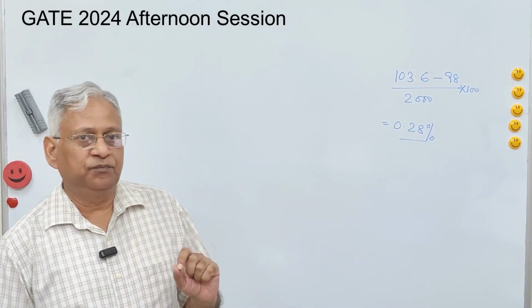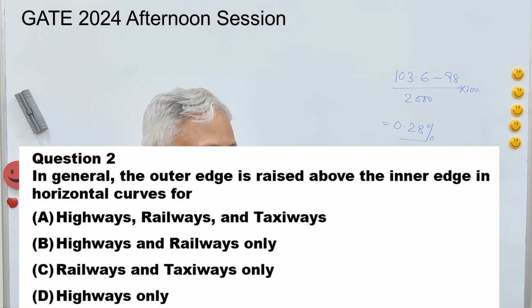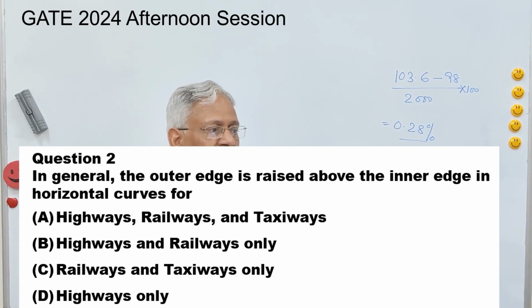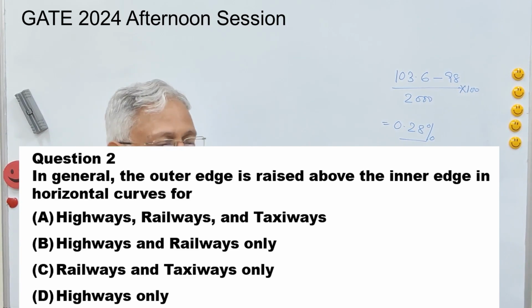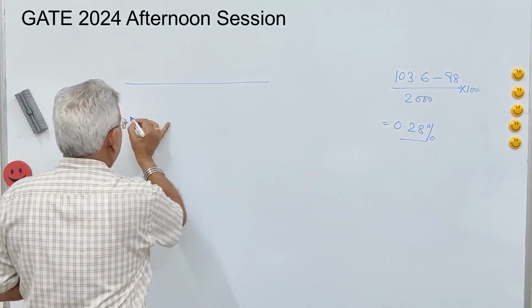The second question is on recall basis. In general, the outer edge is raised above the inner edge in a horizontal curve for. Now here 4 options are given: for highways, railways and taxiways; for highways and railways only; for railways and taxiways only; and highways only. Now here you should understand that taxiway is provided parallel to the main runway.